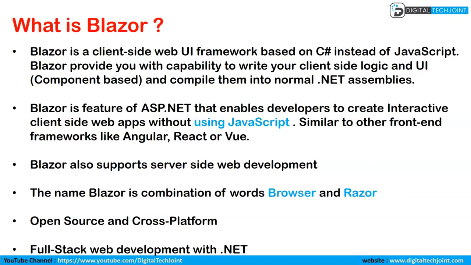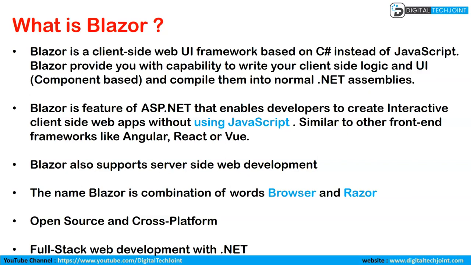Blazor provides you the capability to write your client-side logic and UI. It's all component based, similar to Angular or React, and you can compile them into a normal .NET assembly. So how this works, we'll understand that. A second definition is that Blazor is a feature in ASP.NET that enables developers to create interactive client-side web apps without using JavaScript. It's similar to Angular, React, and Vue.